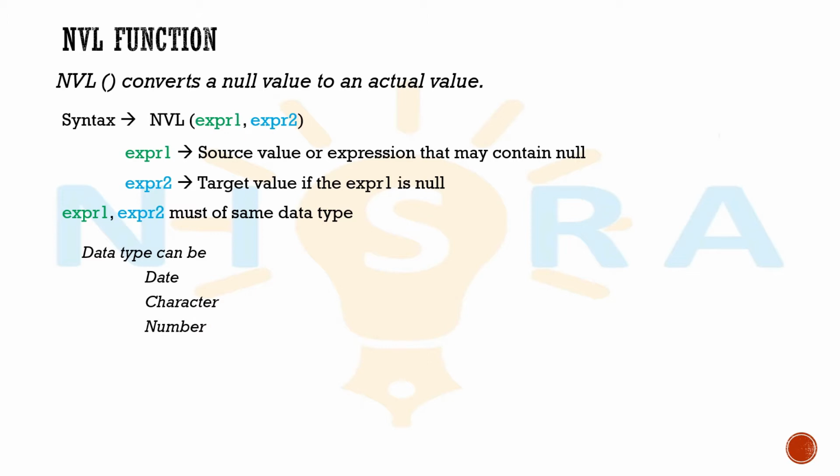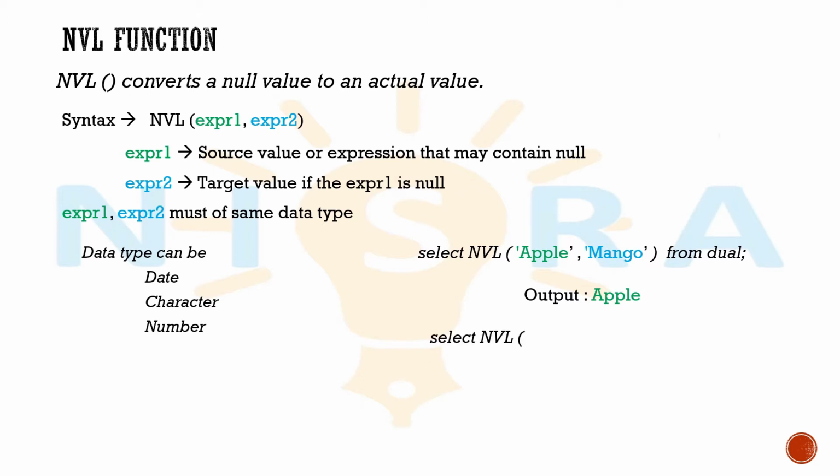Now we look into a simple example. Select NVL of apple, mango from dual. Here the function will check if the first expression is null. So the first expression is not null, so it will print the output as apple. In the next example, we'll see select NVL of null, mango from dual. Here the first expression is null, so the function will pick the second expression and show it. So the output will be mango.